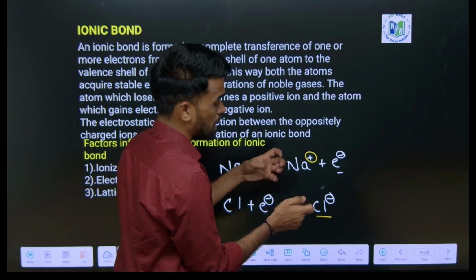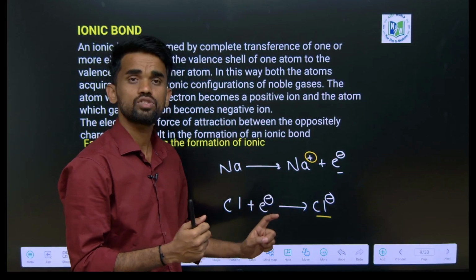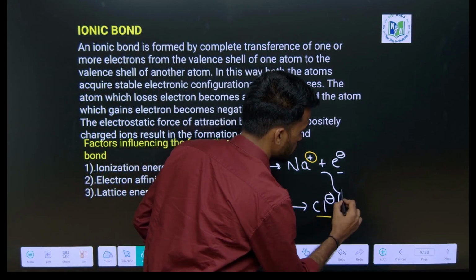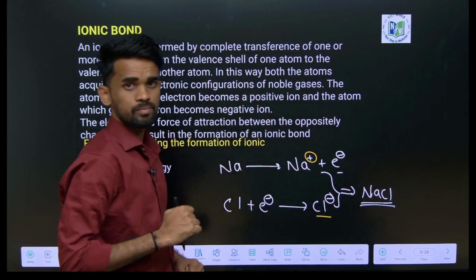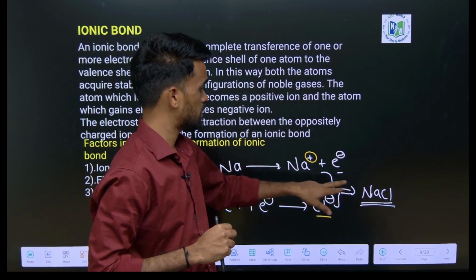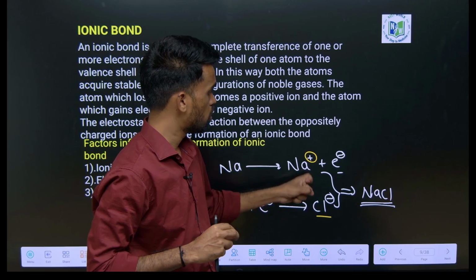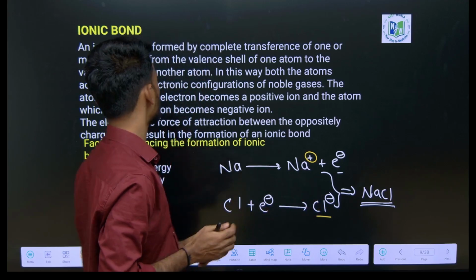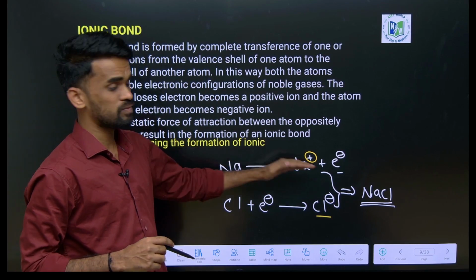So there will be some electrostatic force of attraction between the two oppositely charged ions, which results in the formation of an ionic compound. We can write it as NaCl. So what is the reason for compound formation? It is the electrostatic force of attraction between two oppositely charged ions. So what are the factors affecting the formation of these ionic compounds?